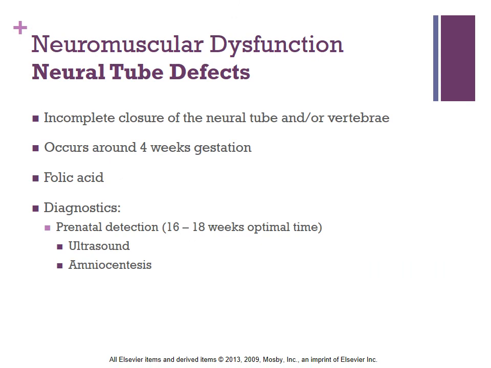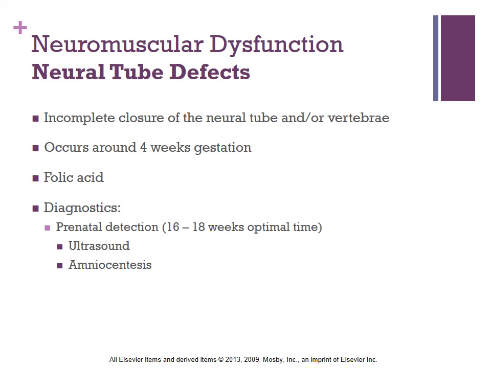Okay, so the next section we have is on neural tube defects, and this is incomplete closure of the neural tube and/or vertebrae depending on which defect they have. Neural tube development occurs around 4 weeks of gestation, so if there's a defect, then this is when it's going to happen. Folic acid in pregnancy is what prevents this from happening, so it's incredibly important during pregnancy for moms to be on this, particularly even before they get pregnant is best.